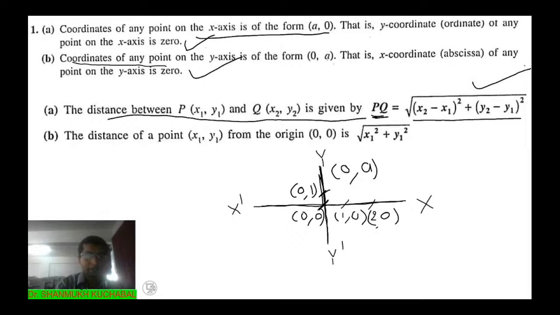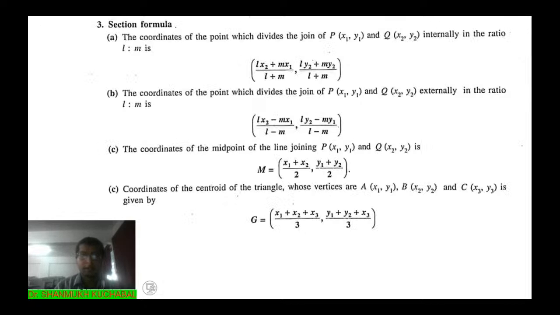Next, the distance of a point (x1, y1) from the origin (0, 0). Here we take (x1, y1) as one point and the origin as (x2, y2). If you substitute in this formula, we get (0 minus x1) squared, that is x1 squared, and (0 minus y1) squared, that is y1 squared. This is the distance between the origin and any point (x1, y1).